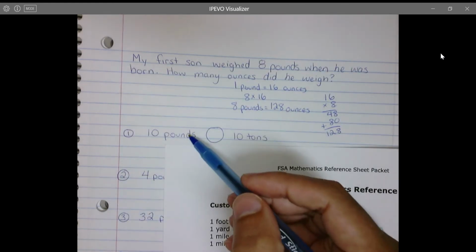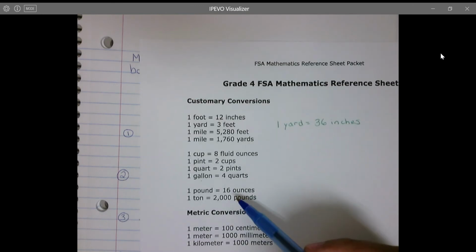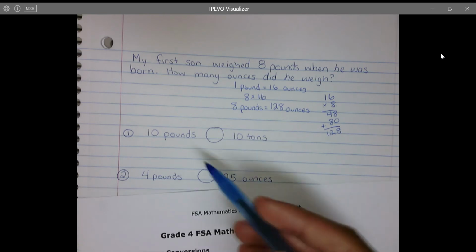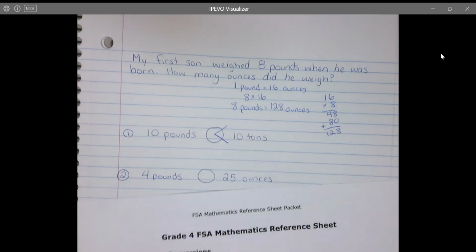10 pounds, well, that's even less than 1 ton. 1 ton is 2,000 pounds. We have 10 pounds. That's less than a ton. So which one would be greater? Well, those 10 tons would be greater.